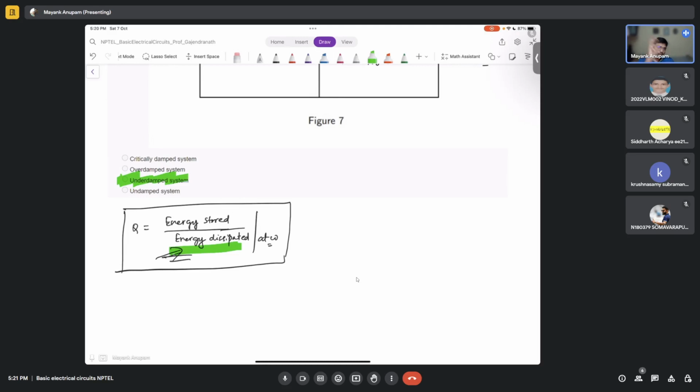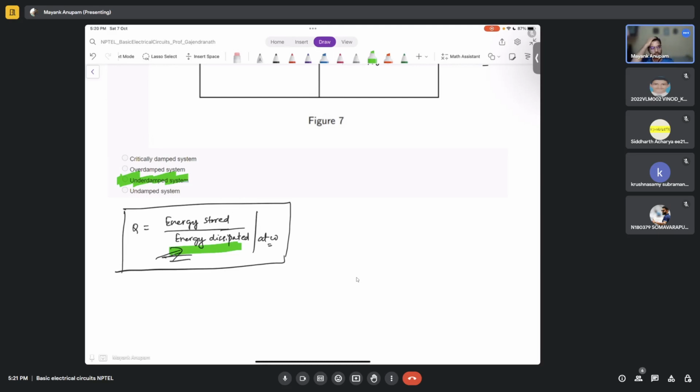If the quality factor goes down, it means the energy given to the system is being dissipated by the system. And if the quality factor is very low, it means the energy is being dissipated very fast. Whatever energy you give to the system is dissipated very soon.